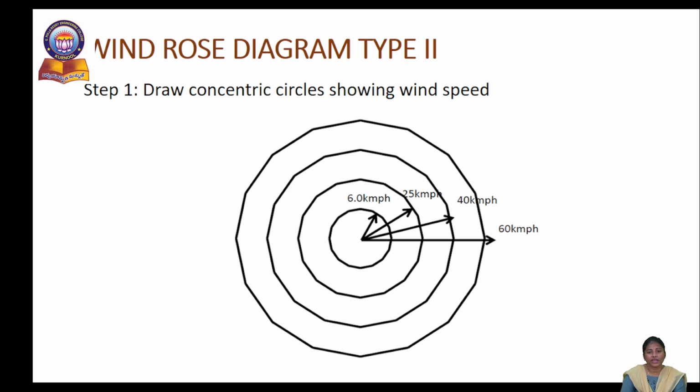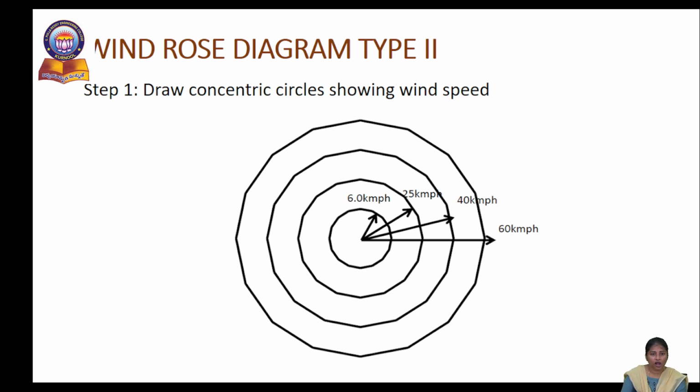So what is the difference between type 1 and type 2? In type 1 we represent only wind direction and wind duration. In type 2, we especially represent wind speed also, along with duration and direction.